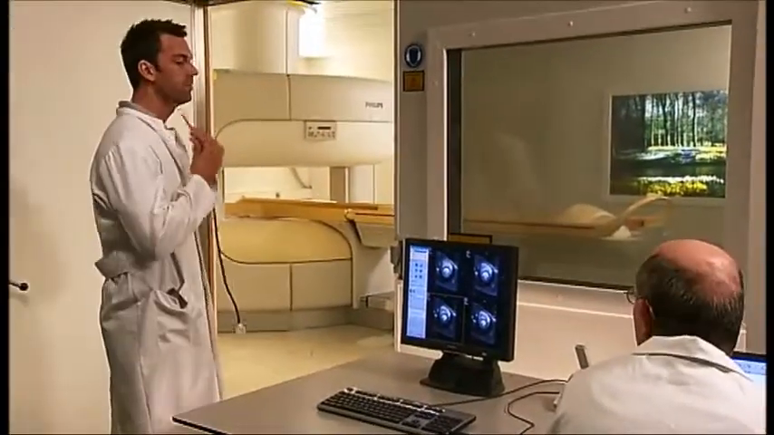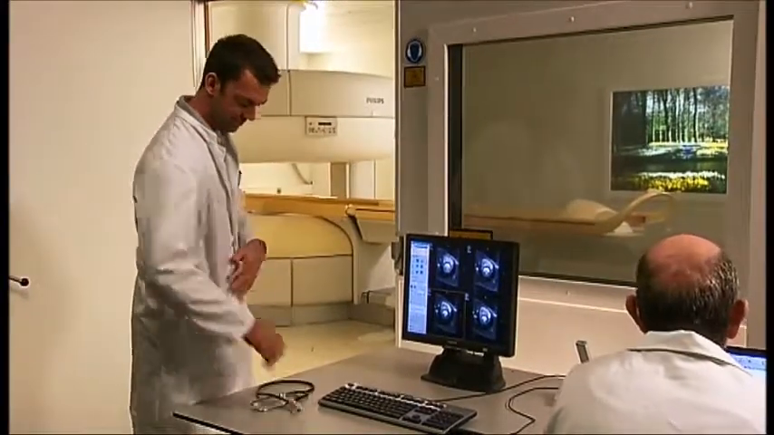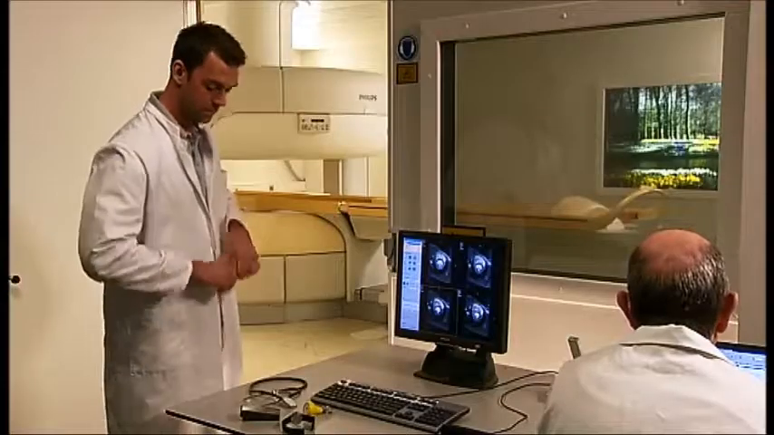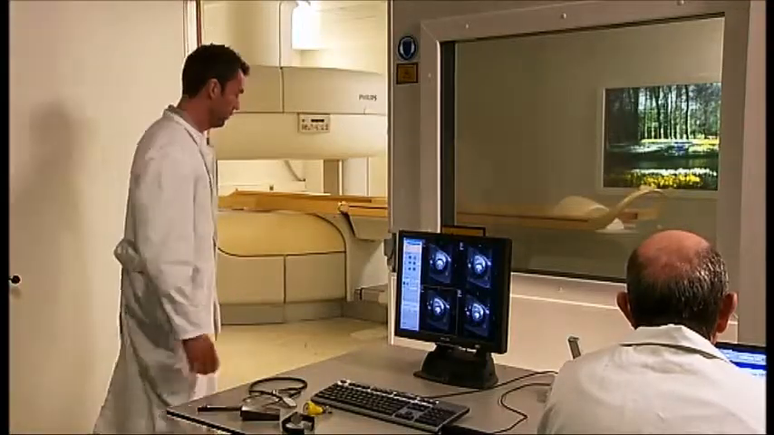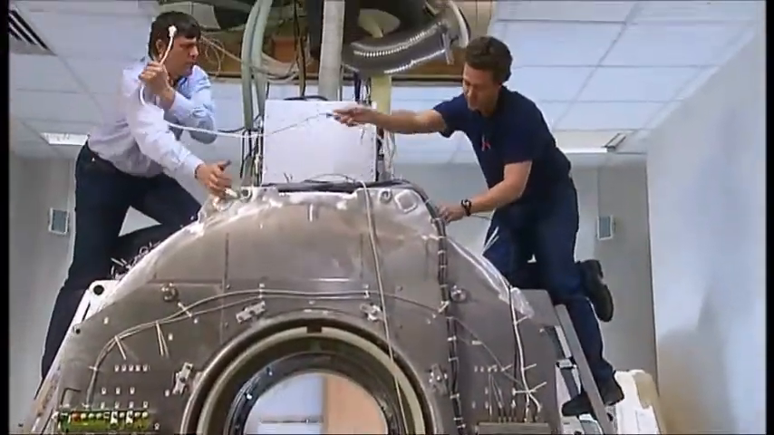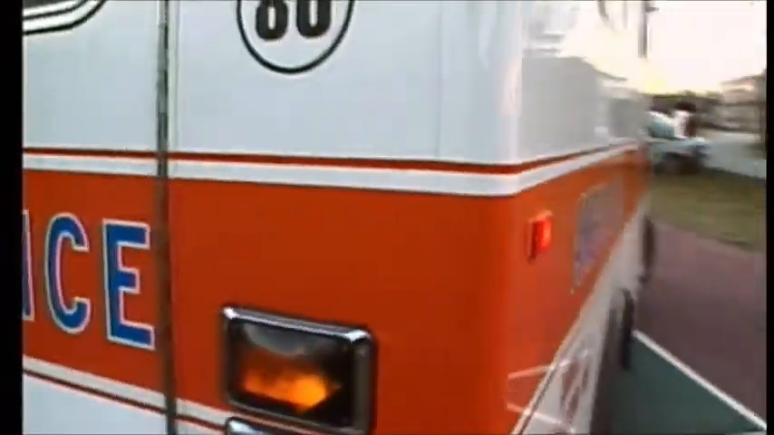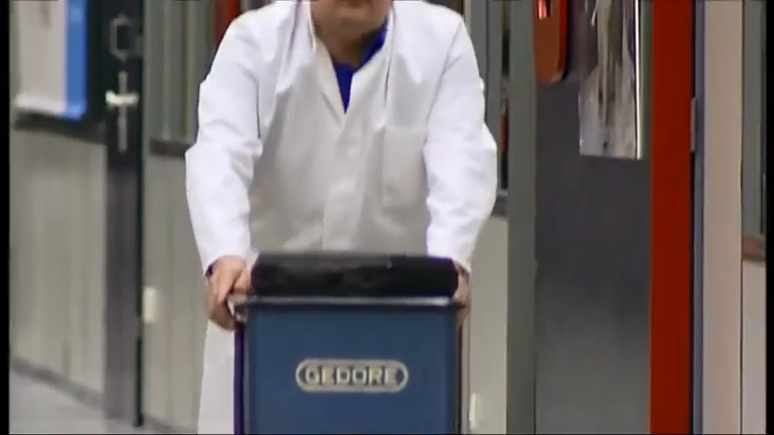Screen everyone who enters the MR suite and make sure they follow the MR safety guidelines for their own safety and the safety of others. Remember that these guidelines are not only for patients and medical staff, but also for cleaners, service engineers, medical and non-medical emergency personnel, including firefighters, and anyone else who might possibly enter the MR suite.